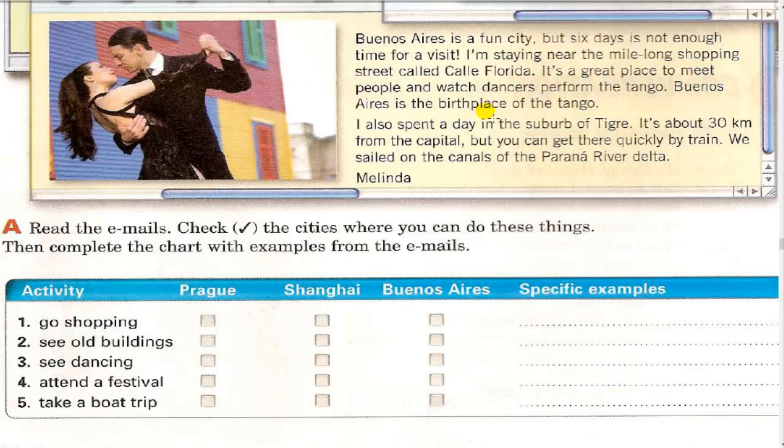Questions for paragraph number 1. What's Buenos Aires famous for? Buenos Aires is famous for the tango, for the tango dance, and the mile-long shopping street called Calle Florida, and the tango dance. Buenos Aires is the birthplace of the tango.